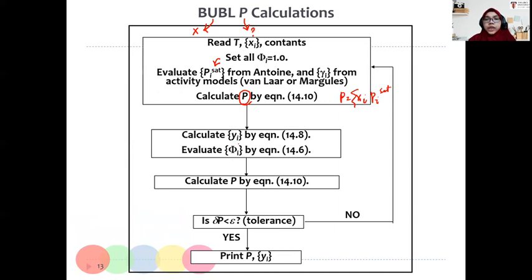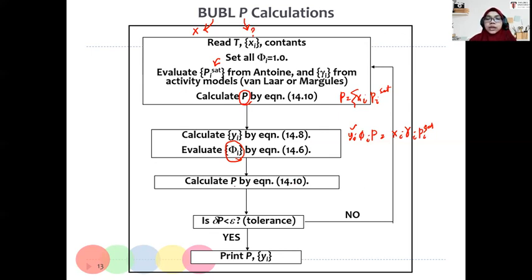Finally, we can obtain the composition of the vapor phase by using the correlation yi phi i P equals xi, the activity coefficient, and Pi saturation. Rearranging, we can obtain the composition in the liquid phase. And to evaluate the phi here, we can use the virial equation.